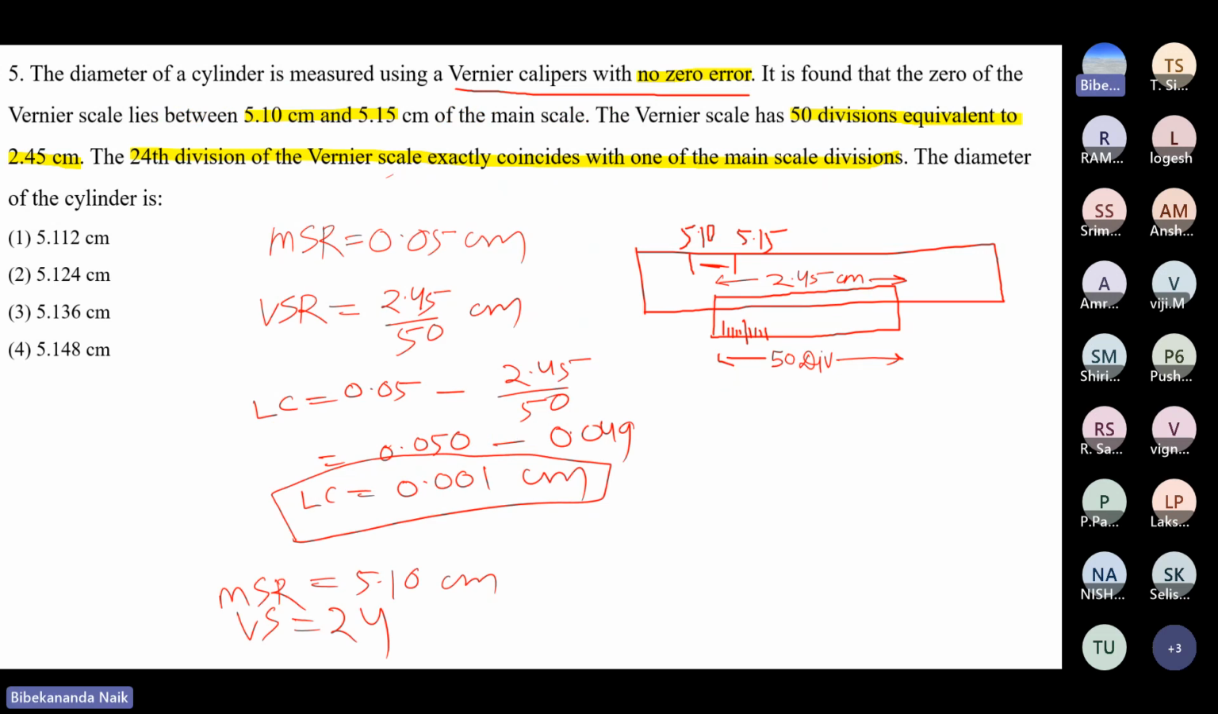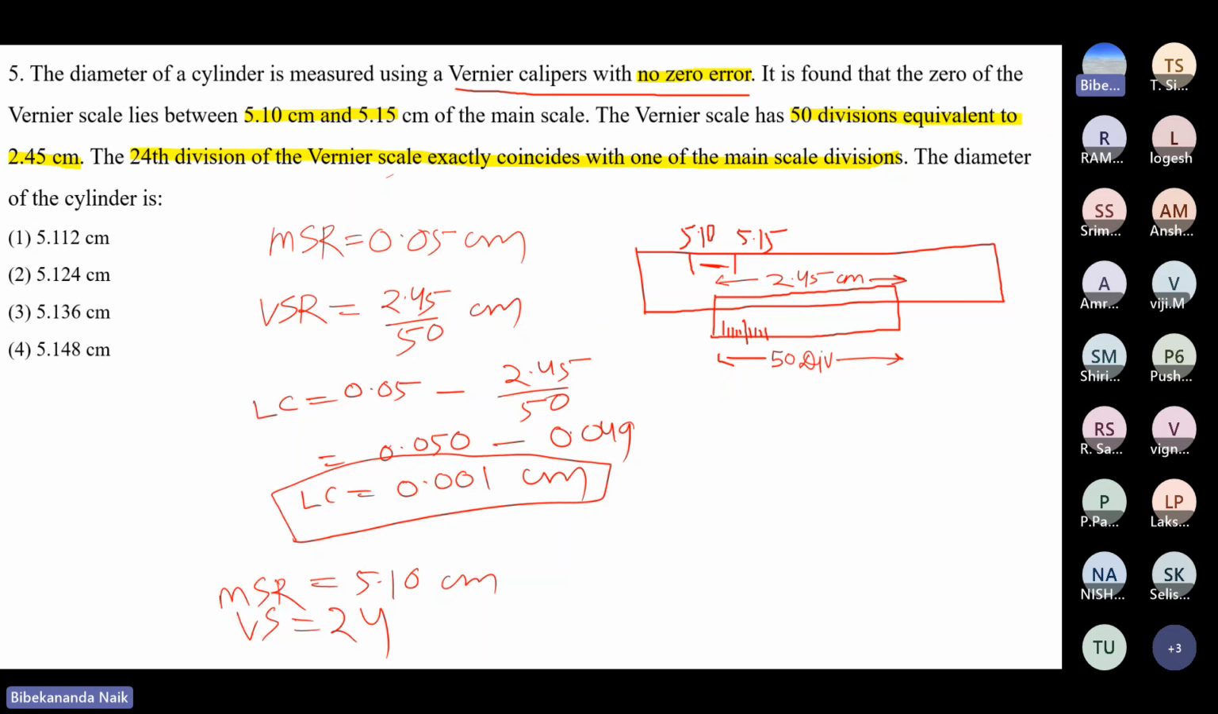If you see the question, the vernier caliper being used for the measurement has no zero error, and the zero of the vernier scale lies between 5.10 and 5.15 centimeter of the main scale. After 5.10 centimeter, we directly measure 5.15 centimeter with the main scale. So the minimum measurement that can be performed with the main scale is 0.05 centimeter. Now, the vernier scale has 50 divisions, and these 50 divisions are equal to 2.45 centimeter.